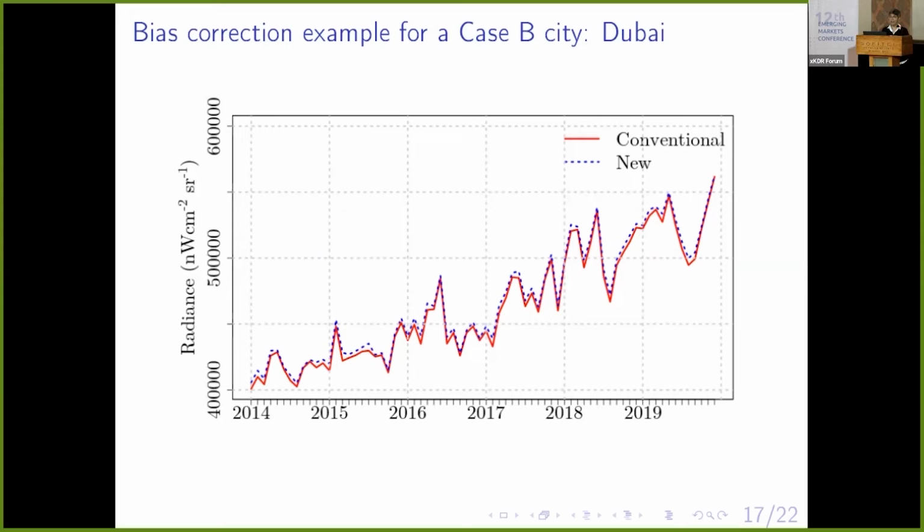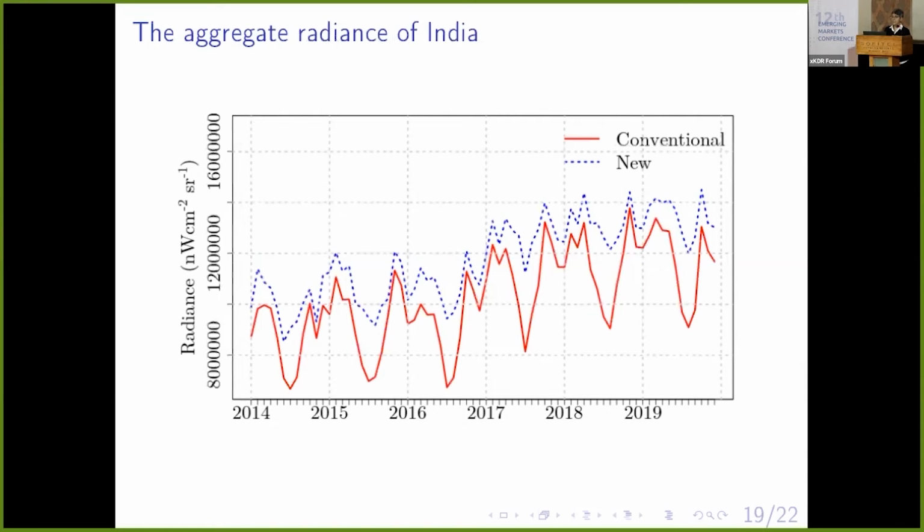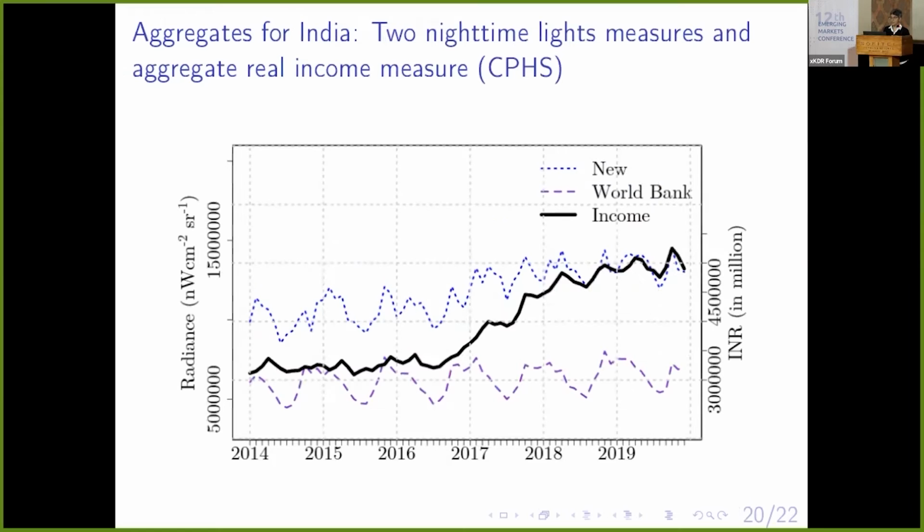And so this is Dubai, where we have no clouds. And you see that there's no difference between radiance and our method. This is Singapore, where we don't really have any value add. But whatever we are doing by way of the conventional cleaning methods that we put out in the public domain, we have some kind of a benefit. And this is aggregate radiance for all of India, where we see that there is some amount of substantial benefit.